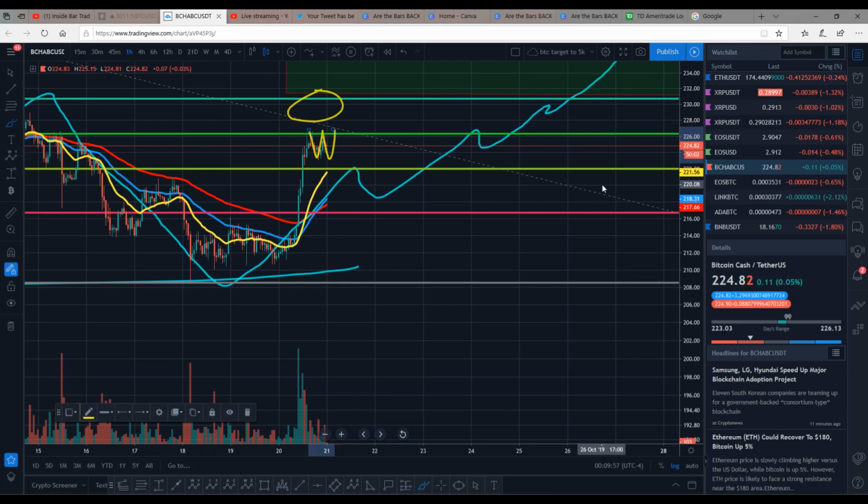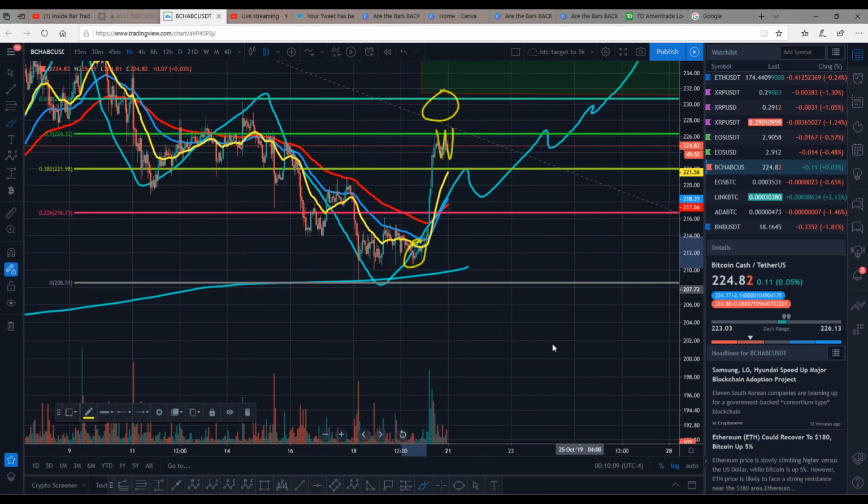I'm not going to wait for 230. Right now it is like 224. I'm not going to wait for 230, I'm just going to take profit. If you long it from this area up to the 50% pullback, just get out and look for the short up to like 230. So just secure profit.